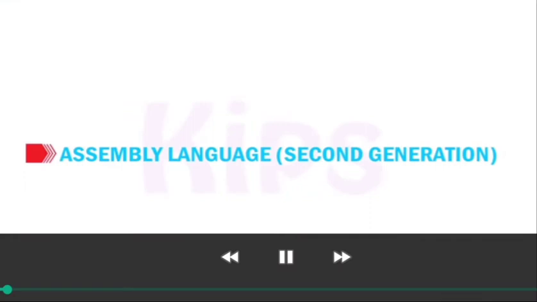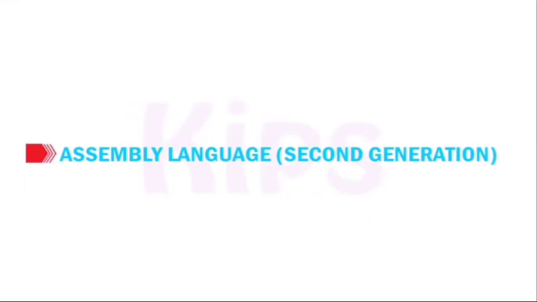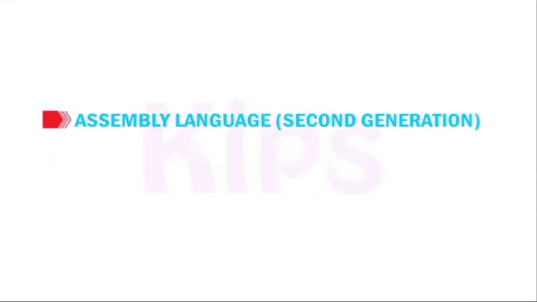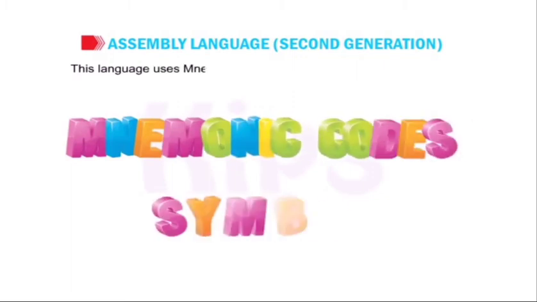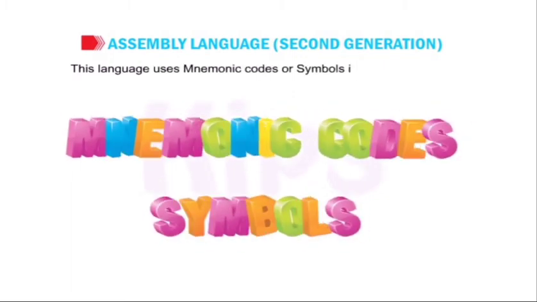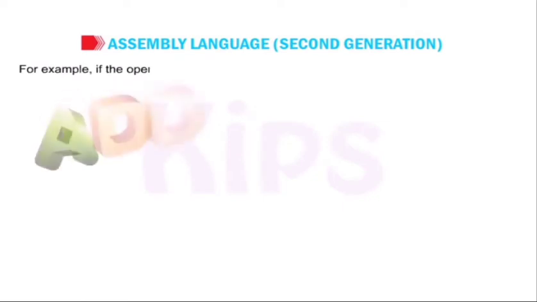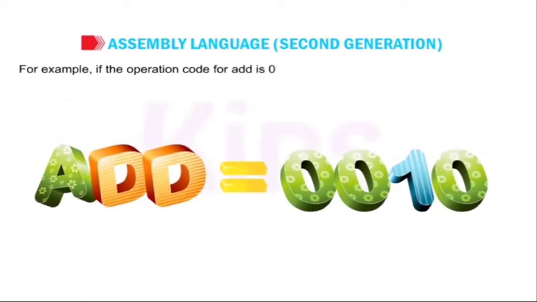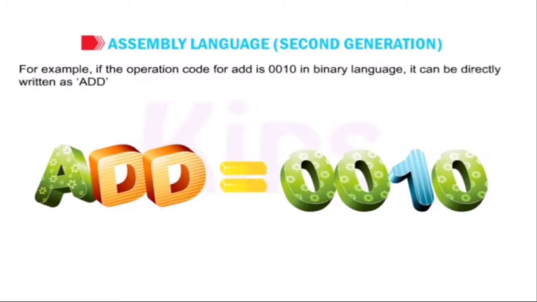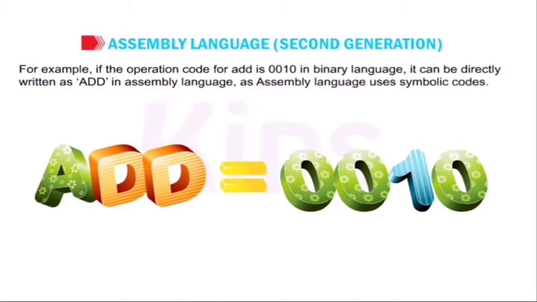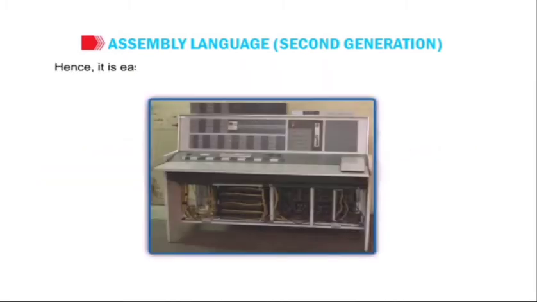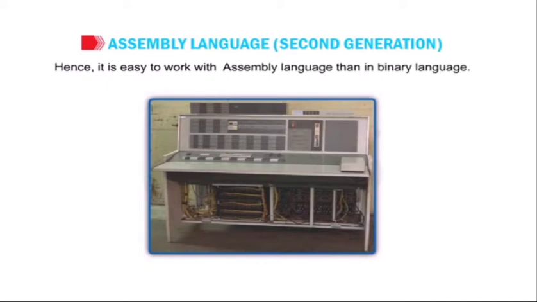Okay, let me tell you about assembly language, second generation language. This language uses mnemonic codes or symbols in place of 0 and 1. For example, if the operation code for add is 0010 in binary language, it can be directly written as add in assembly language, as assembly languages use symbolic codes. Hence, it is easy to work with assembly language than in binary language.